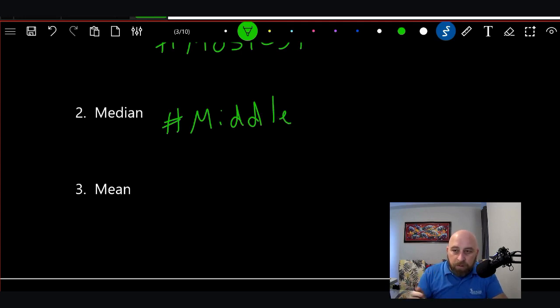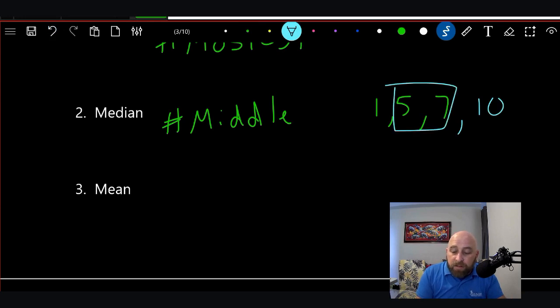So if you put them in order, let's say 1, 5, and 7, the one that's in the middle, the 5, is the one that we're worried about. What happens if there are 2 in the middle? Well, we take the 2 that are in the middle and average them. So 5 plus 7 equals 12, 12 divided by 2 is 6. 6 would be the median for this one. So sometimes you have to average those 2 middle ones, but the idea is that you take the middle ones.